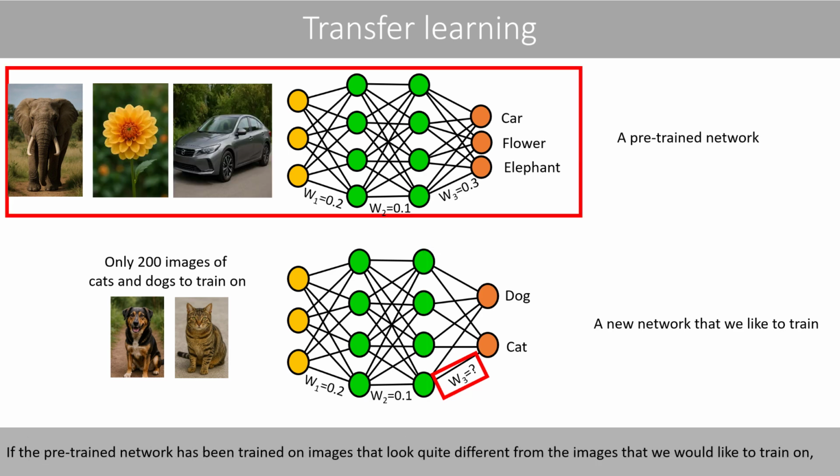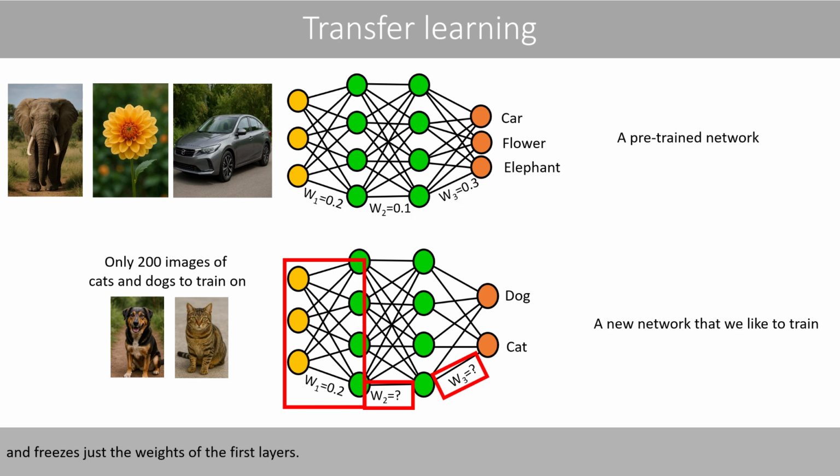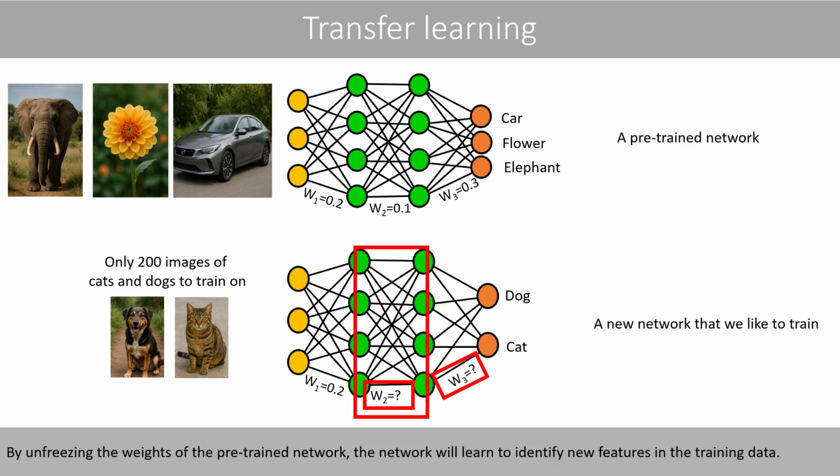If the pre-trained network has been trained on images that look quite different from the images that we like to train on, one usually unfreezes the weights of the pre-trained network so that these are also trainable, and freeze just the weights of the first layers. By unfreezing the weights of the pre-trained network, the network will learn to identify new features in the training data.